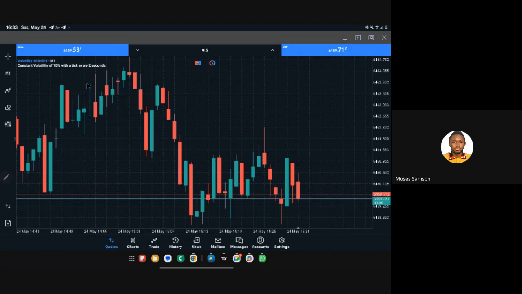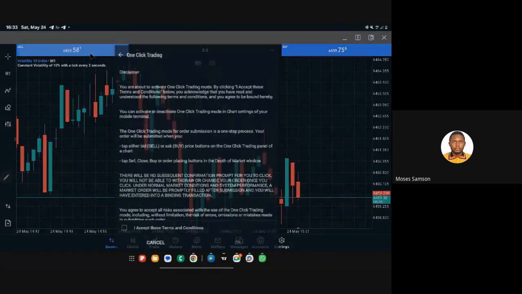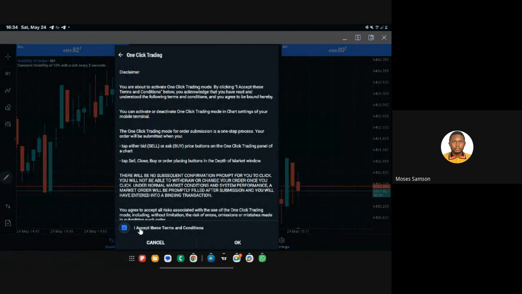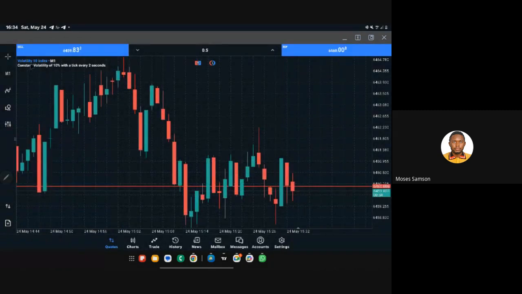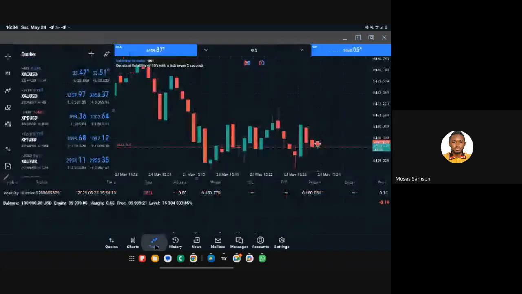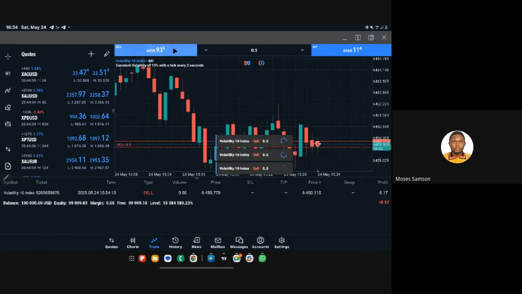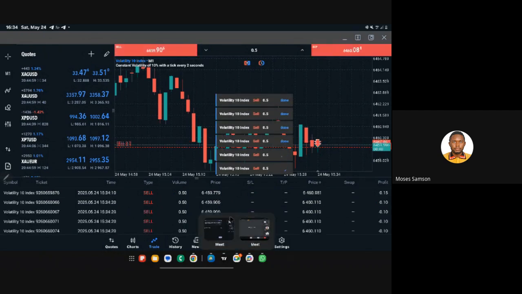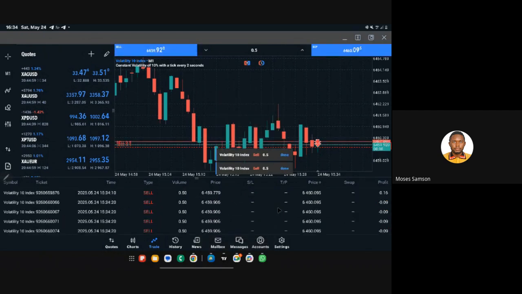So for now, let's say you want to execute a sell. You come here, you have to accept the terms and conditions first. Okay, I'm seeing this rejection. By the time you hit sell and come to trade, you'd actually see your position right here. It's executed immediately when you click. The more times you click it, the more trades are executed.